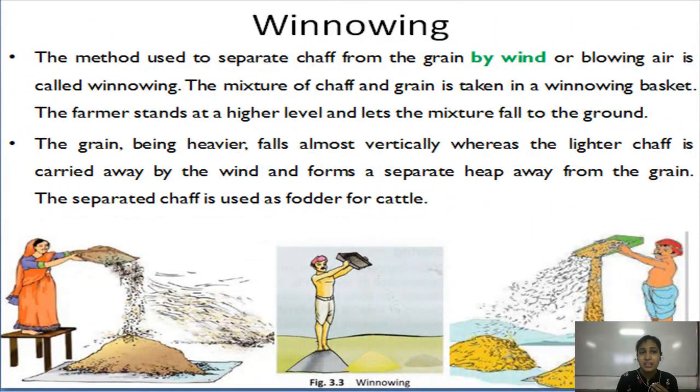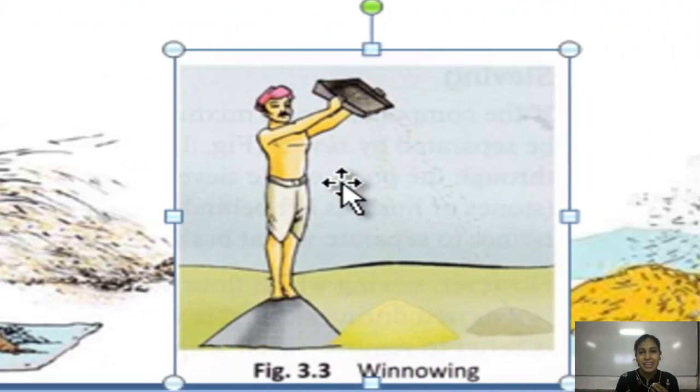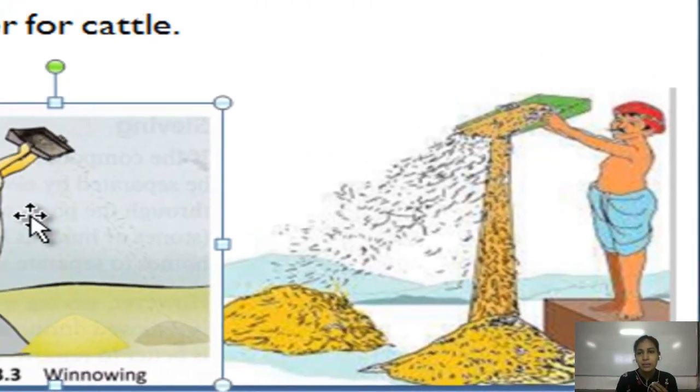Third method is winnowing. Even when threshing is done, husk or small chaff is still attached to the grain seed, and since the size of the two is quite similar, hand picking does not work here, and neither does threshing. Hence, a method called winnowing is used. The method used to separate chaff from grain by wind or blowing air is called winnowing.